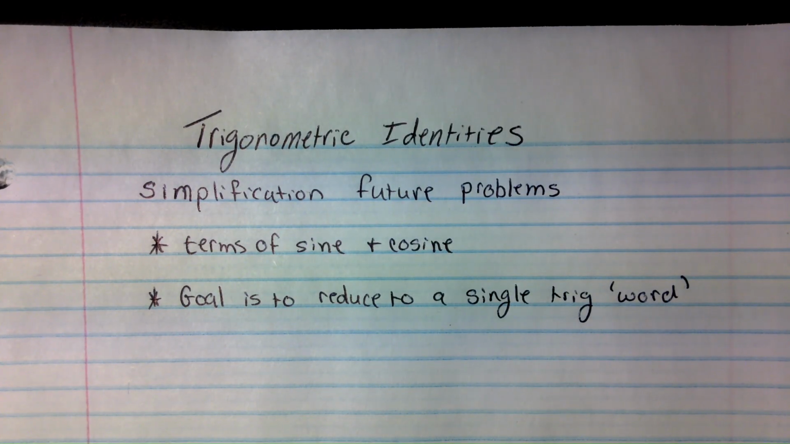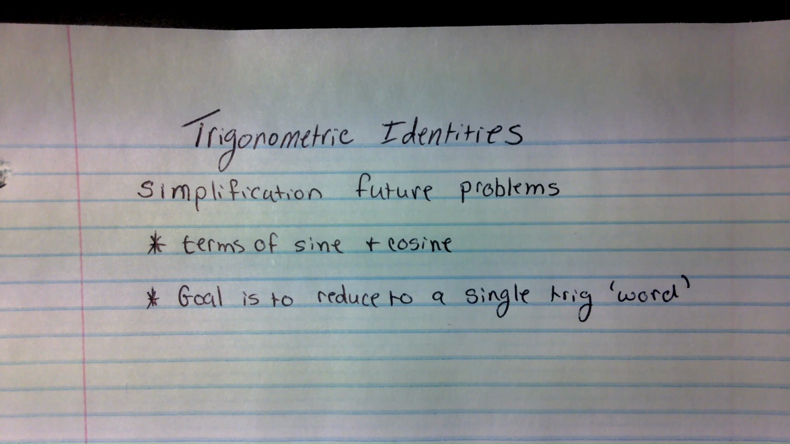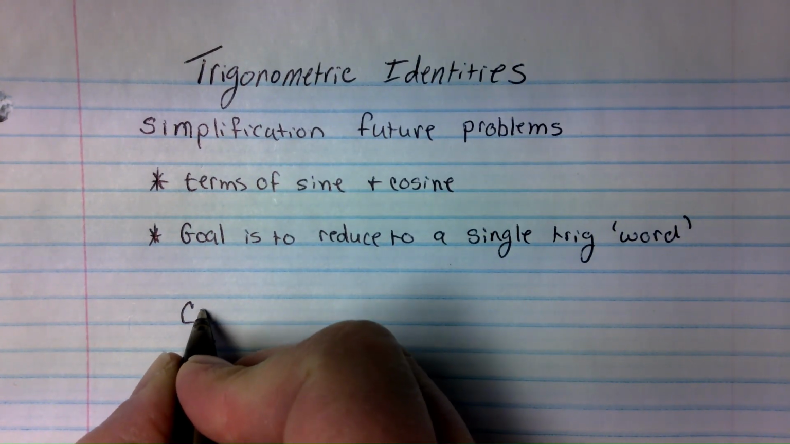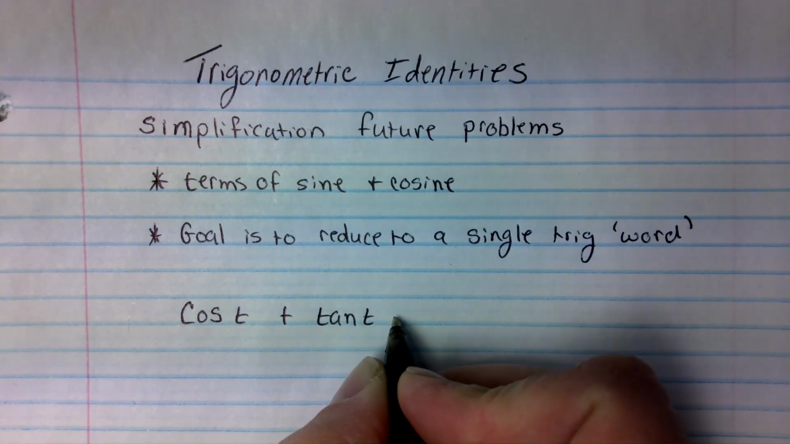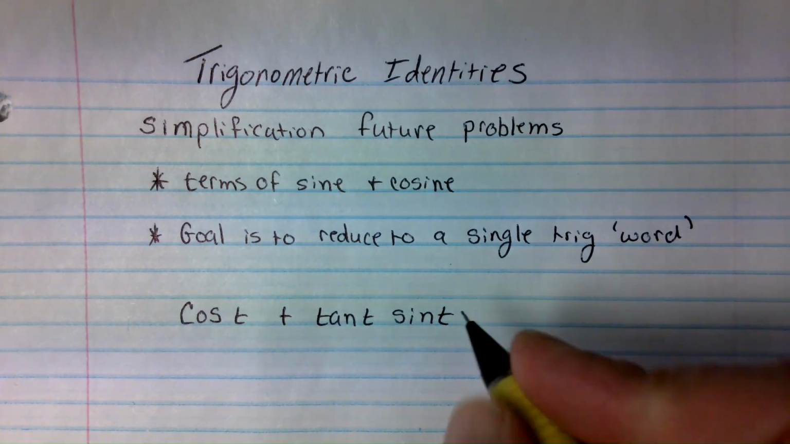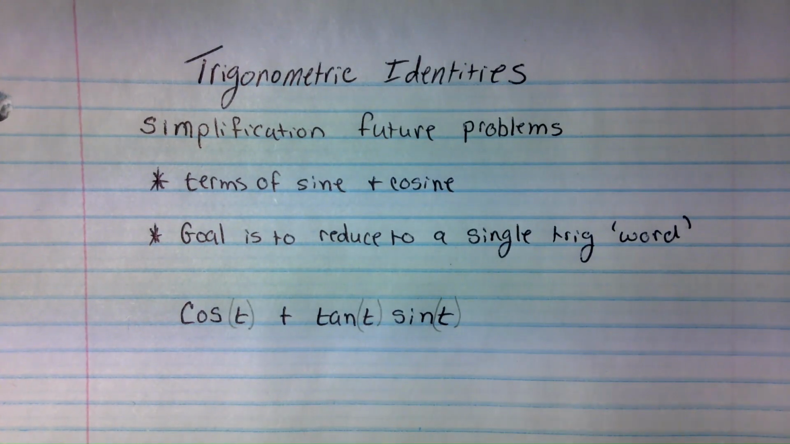Okay, so let's just go ahead and jump right into it. Hopefully you know some basic identities at this point. If not, you might go back, practice some of your geometry, things like that. Our first problem is going to be simplifying the cosine of t plus the tangent of t times the sine of t. It's understood that there are parentheses around these variables. Cosine, sine, tangent have to have a variable inside of them or an angle, one of the two. In this case, we have t.